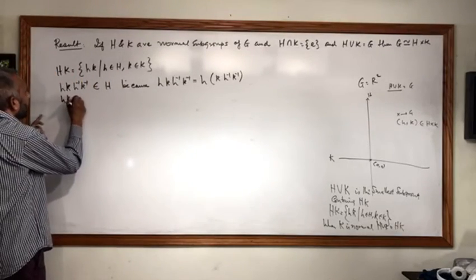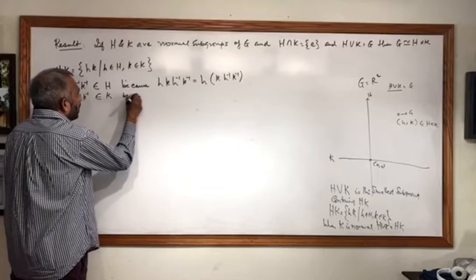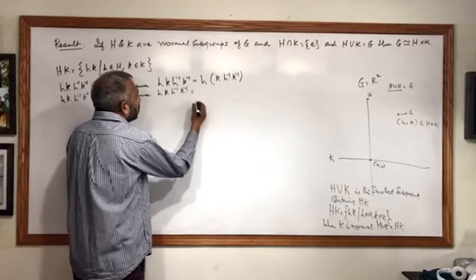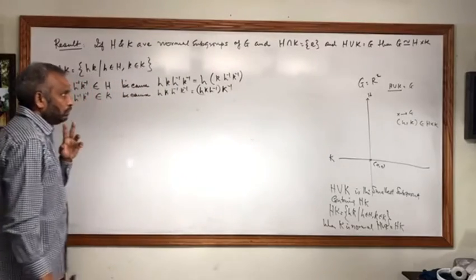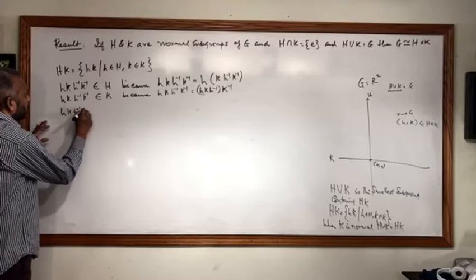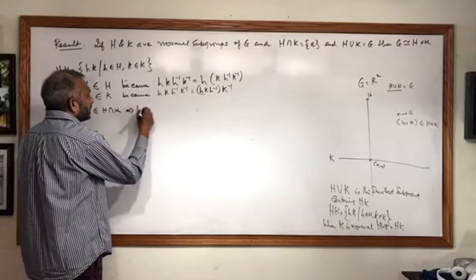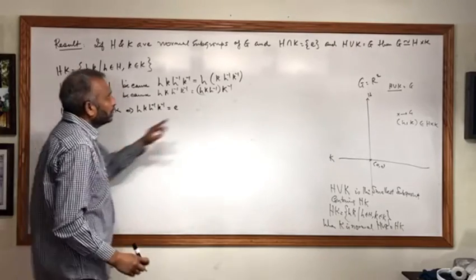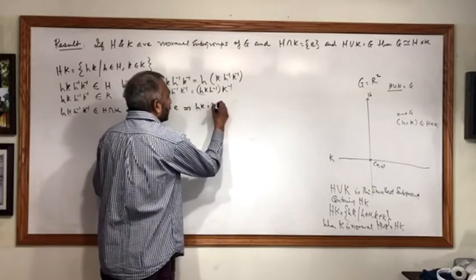Similarly, h k h inverse k inverse belongs to K. So h k h inverse k inverse belongs to H intersection K. And that means h k h inverse k inverse is equal to e. And that implies hk is equal to kh.